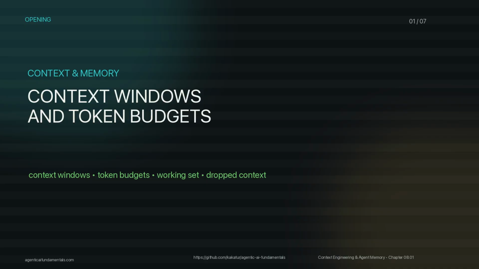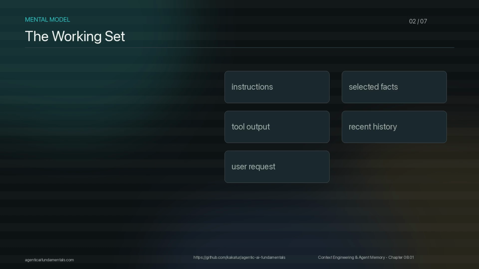A model only sees the text that you send with the current request. The question is not how large the context window is. The better engineering question is what must the model see right now to generate the right answer, and what can stay out. Think of the context as the working set for one model call.